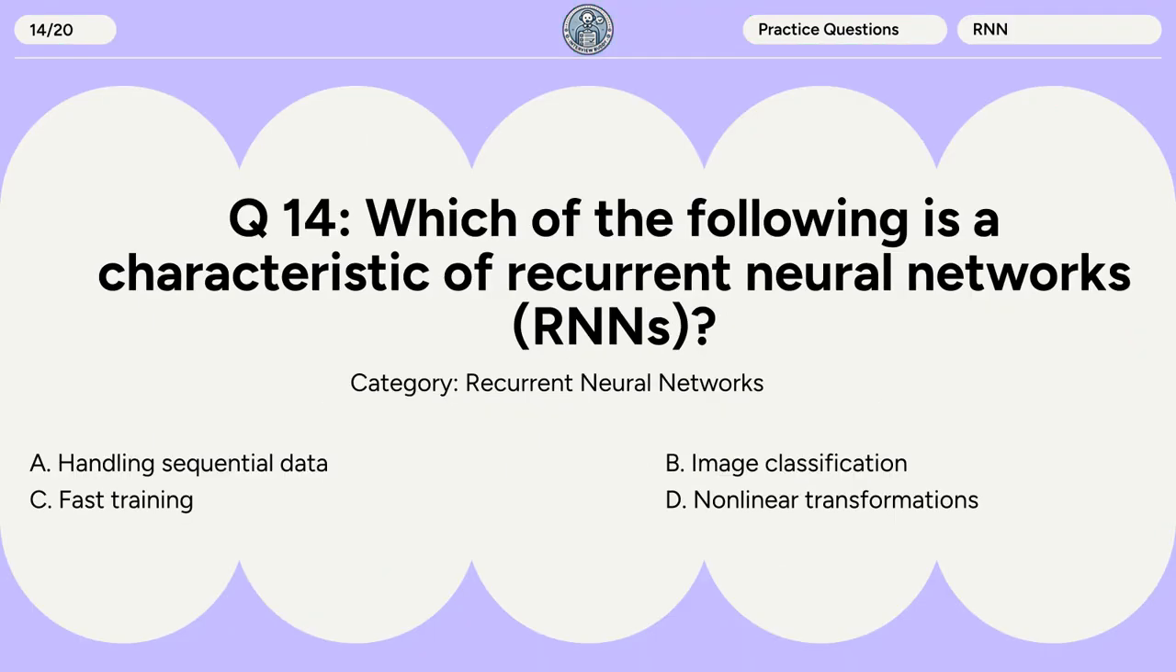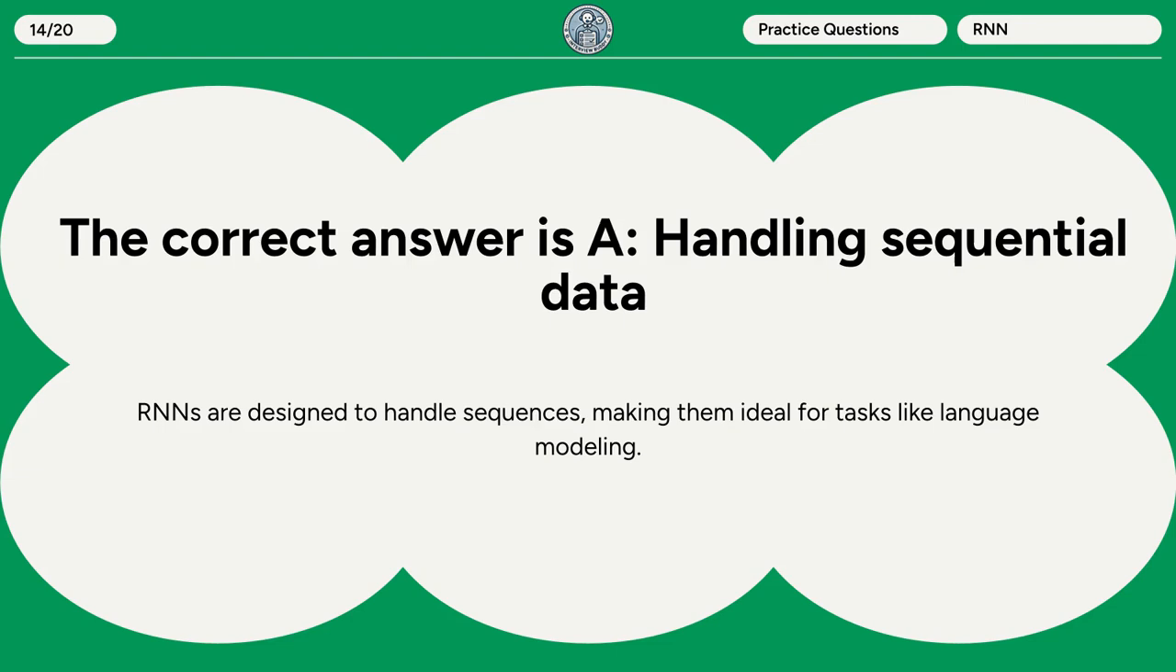Question 14. Which of the following is a characteristic of recurrent neural networks? A. Handling sequential data. B. Image classification. C. Fast training. D. Nonlinear transformations. The correct answer is A. Handling sequential data. RNNs are designed to handle sequences, making them ideal for tasks like language modeling.